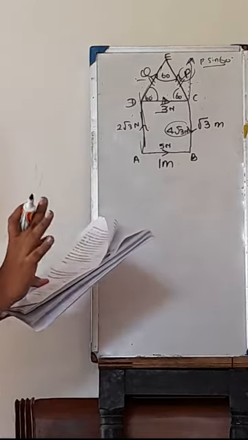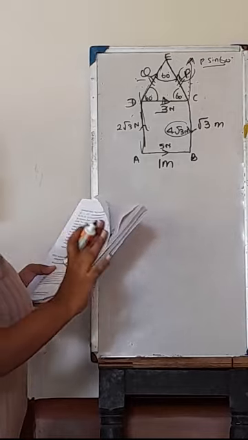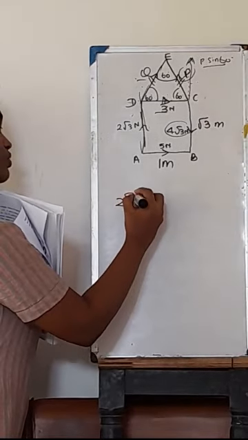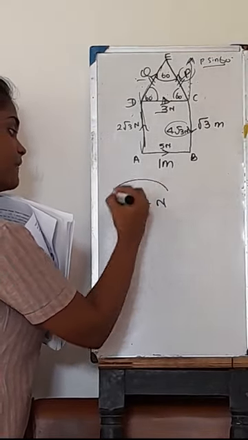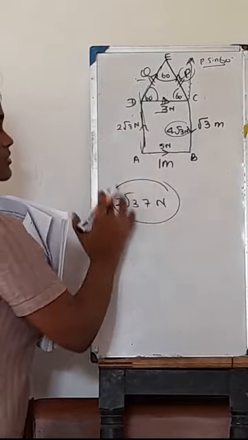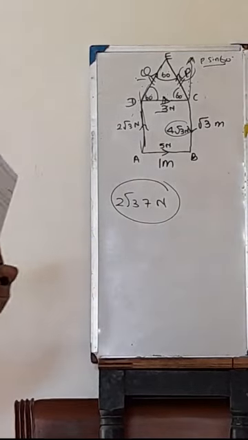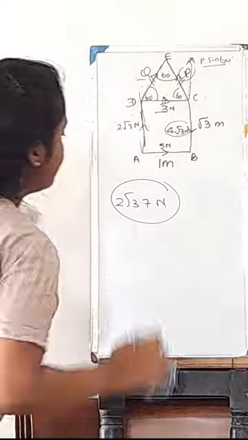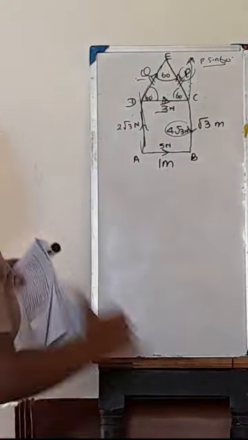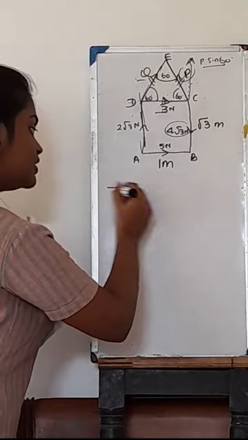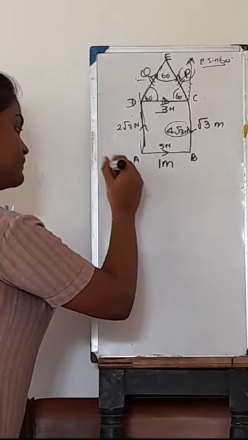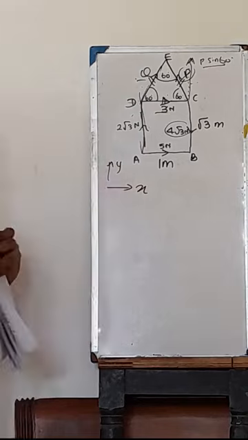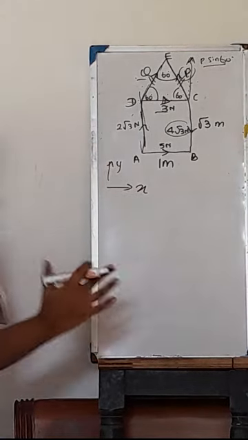Show that the new system reduces to a single resultant force of magnitude 2 root 37 Newtons. Now we have to show that the new system's resultant is 2 root 37 Newtons. So to show that, we have to find the horizontal and vertical components. That means you have to find x and y and then find the resultant.